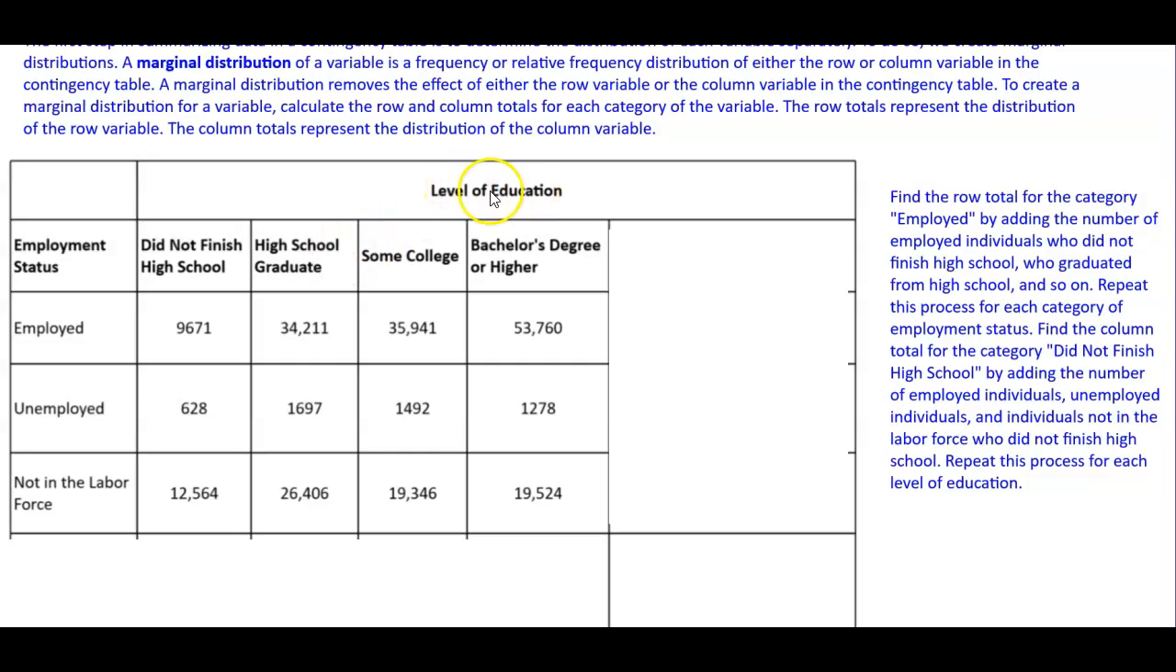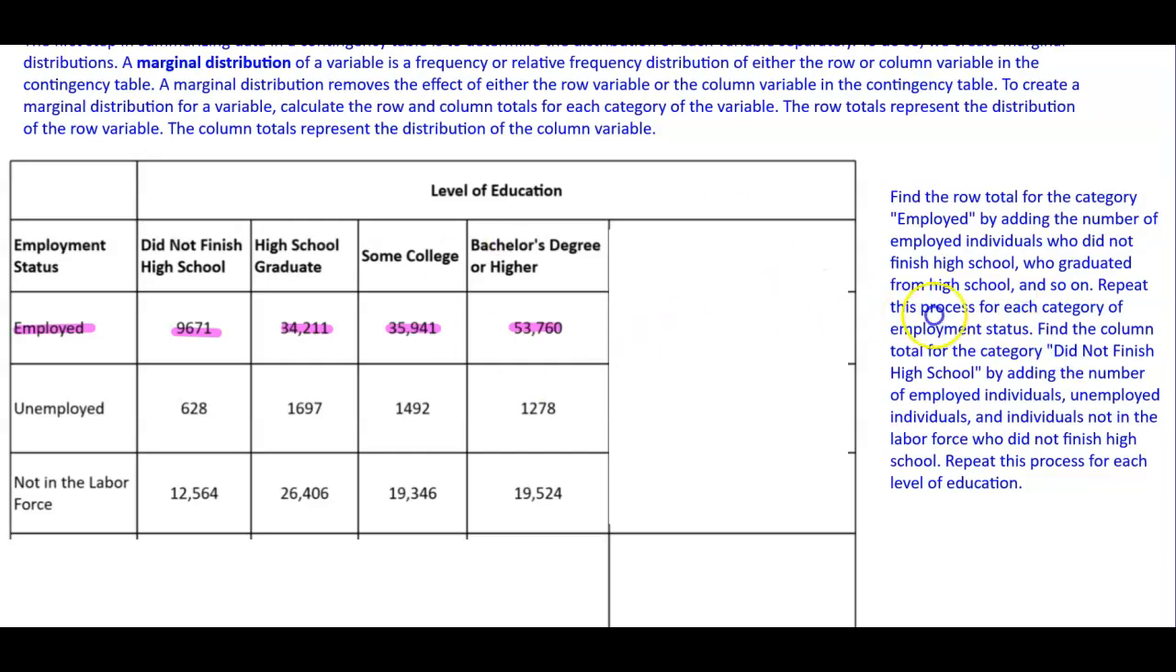Here we have level of education and employment status. The education levels are did not finish high school, high school graduate, some college, and bachelor's degree or higher. And each row is represented by employed, unemployed, and not in the labor force. Now, we're going to find the row total for the category employed. We're going to add the number of employed individuals who did not finish high school, who graduated from high school, and so on. So we're going to add these four together.